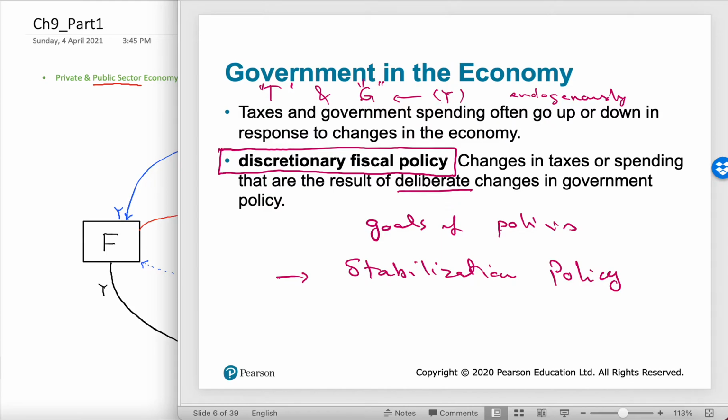Whereas if they endogenously change, that is not going to be discretionary. So the government deliberately changes the T and G in a way that it influences the equilibrium level of output or the aggregate income. Okay, this is very important to be understood before we start.